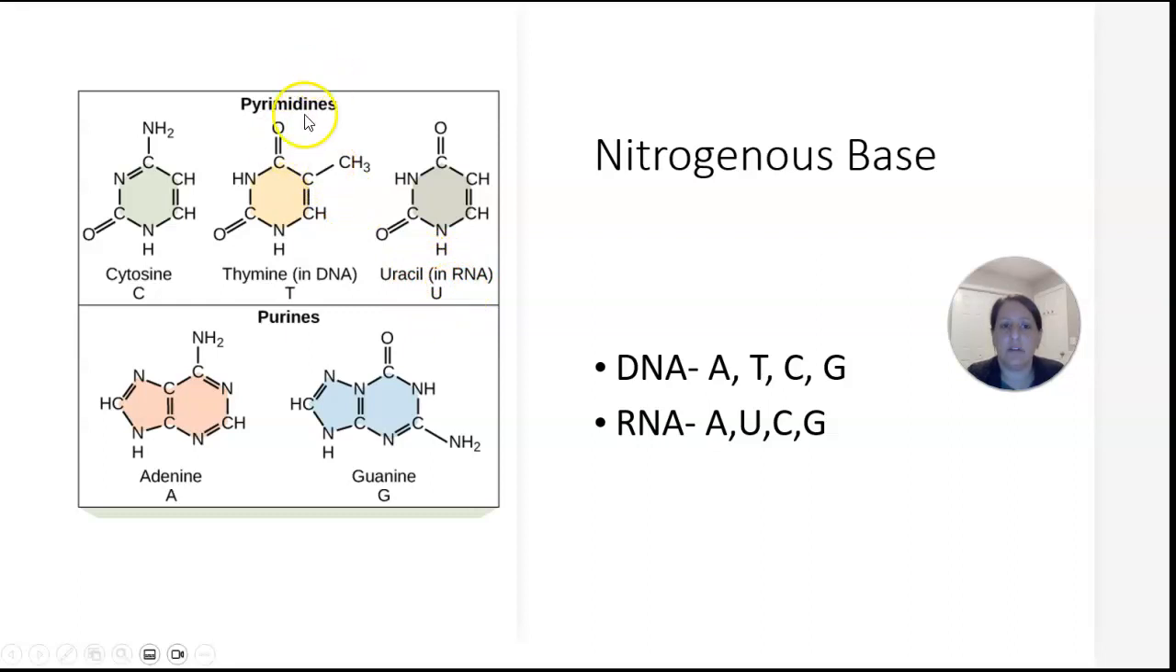I also want you to know the difference between pyrimidines and purines. And so adenine and guanine, I call them the double ring bases. Okay, they're going to be purines. And cytosine, thymine, and uracil are in the category of pyrimidines. So again, these only have a single ring. Okay, so you want to know that as well.